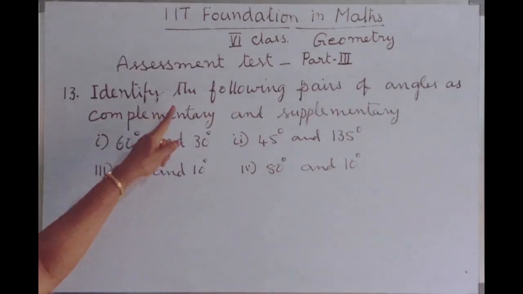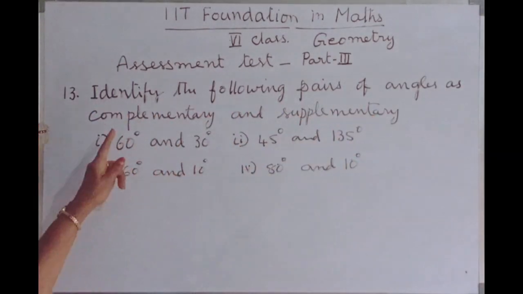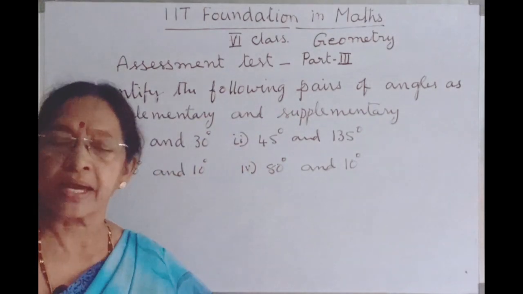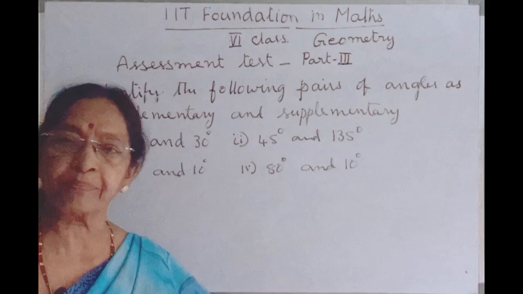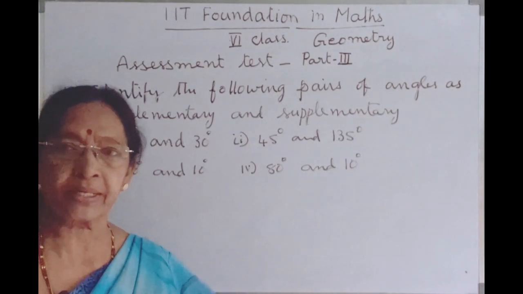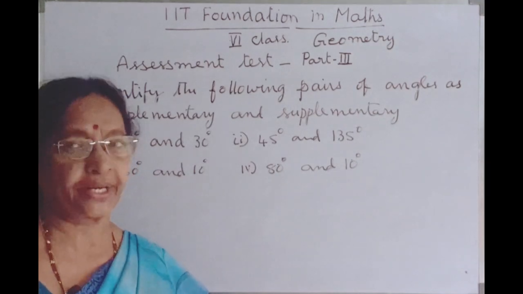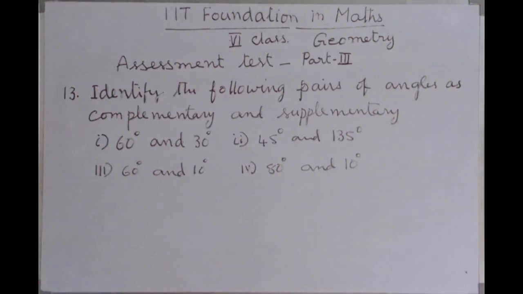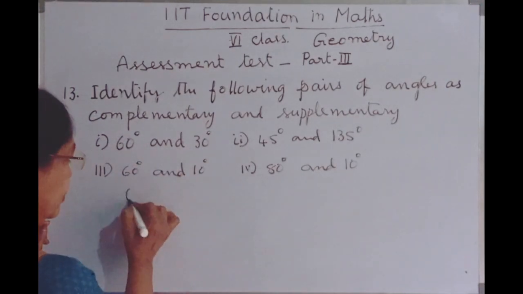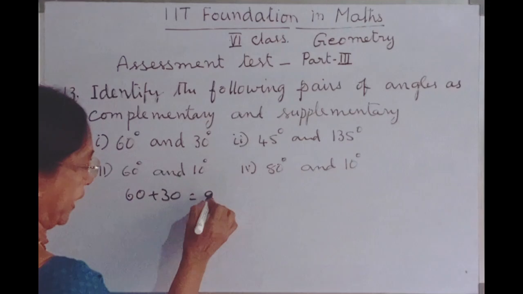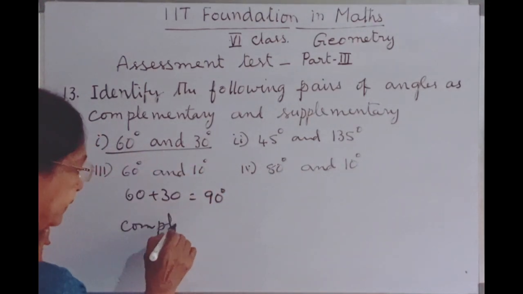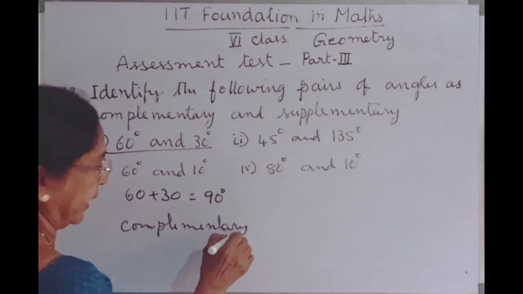In the 13th problem, identify the following pairs of angles as complementary and supplementary. A pair of angles are said to be complementary if their sum is equal to 90 degrees. And a pair of angles are said to be supplementary if their sum is equal to 180 degrees. Therefore, let us see the sum of the pairs given in this problem. 60 and 30 degrees. So, the sum of 60 and 30 is equal to 90. Therefore, this pair of angles are complementary. Complementary angles.